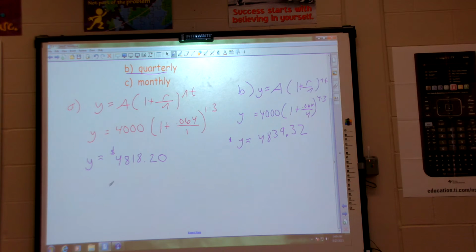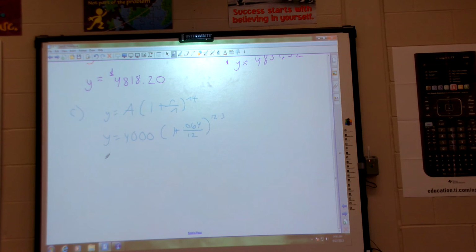Part C, monthly. So y equals a times 1 plus r over n to the nt. So y equals 4,000 times 1 plus 0.064 over, what is n? 12. So go ahead and do it. These calculators are nice because you can literally type it as it looks in here. But be careful on your 83s and 84s. If you're using those tonight, do one step at a time or watch those parentheses. Because for the most part, the only thing I see on these problems are calculator errors. I don't really see a whole lot of concept errors, just calculator errors.